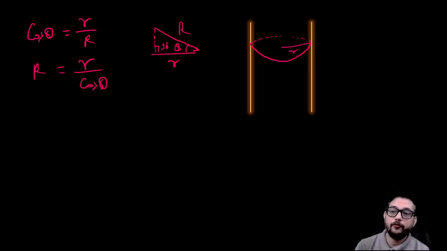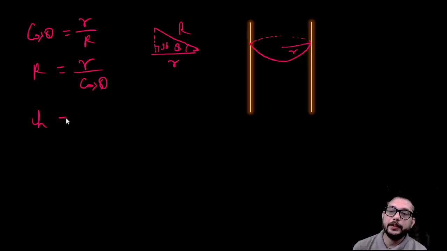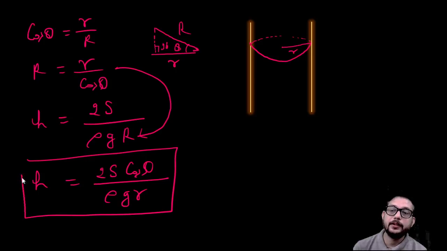Okay, so whatever we have, the result is small h equal to 2S upon rho g capital R. So place the value of capital R here, and we have h equal to 2S cos theta upon rho g small r. So this is your final result, which is in terms of the radius of the capillary.